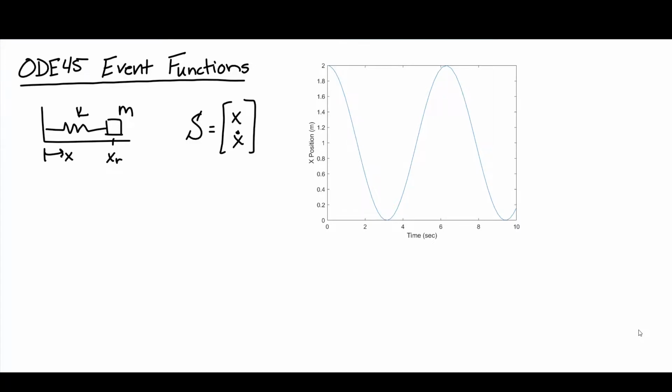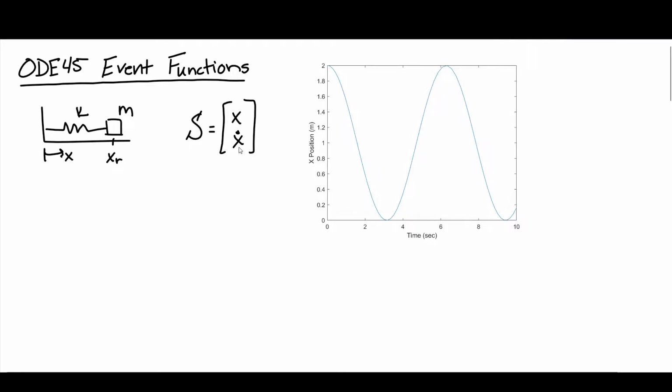In this video, I want to talk about ODE45 event functions. And I'm going to do this in the context of the same example we've been using, which is this mass on a spring shown here. And just as a reminder, our state variable vector that we've described for this example is x and x dot.